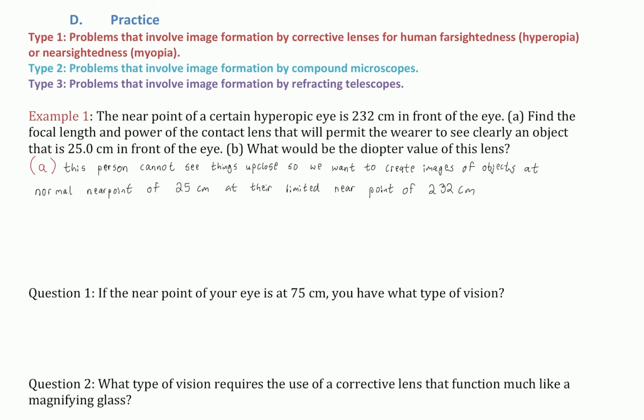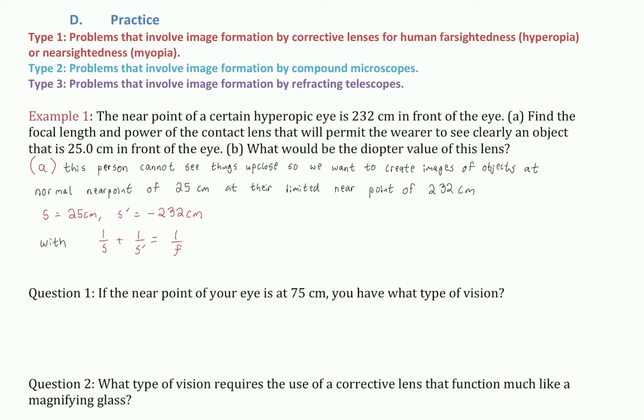So we want to create images of objects at the normal near point of 25 centimeters, right? So we want to take objects that are at the normal near point and then create images for them where the person can still see, at 232 centimeters. In other words, we want the object to be at 25 centimeters. That's the best case. We want to make sure that we're restoring their vision to normal. And we're going to do that by putting an image where they can still see clearly, at 232 centimeters. And it's negative because it's on the same side as the object.